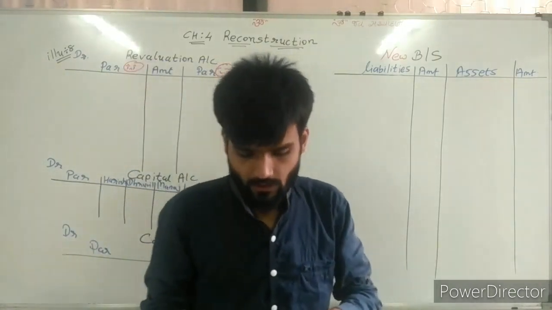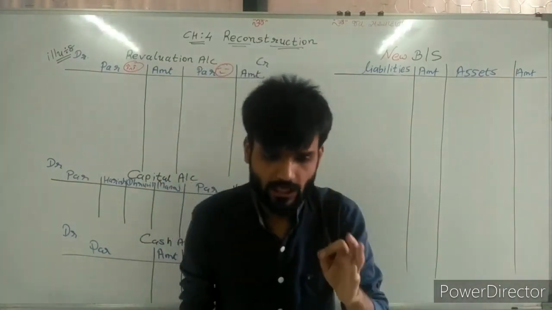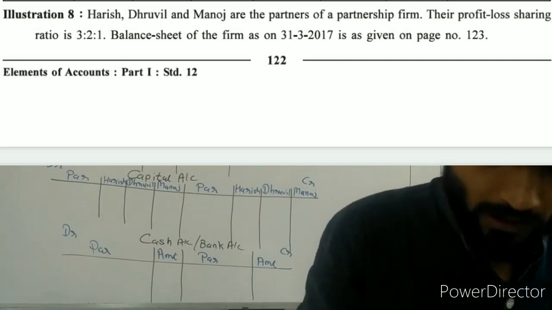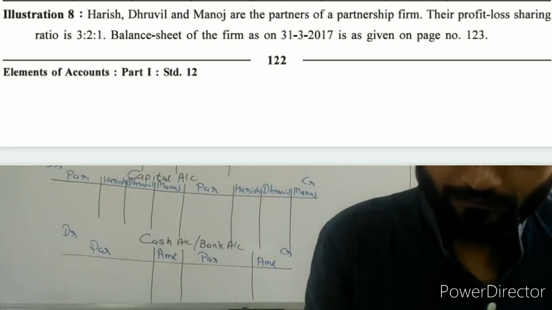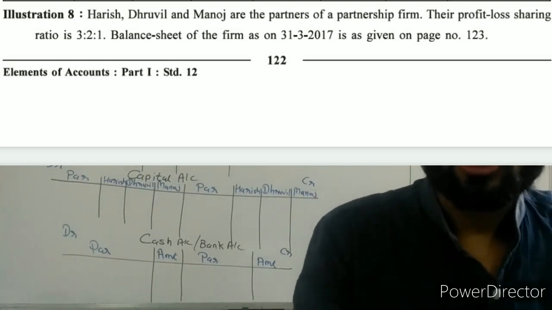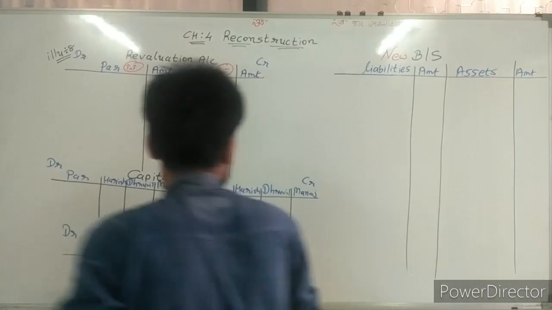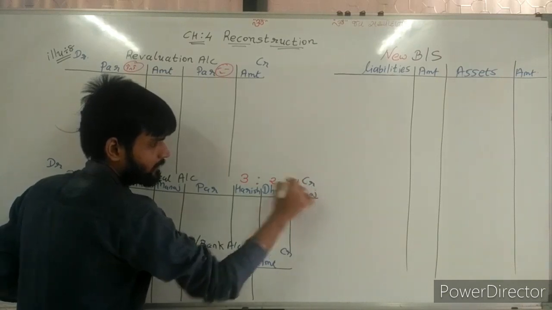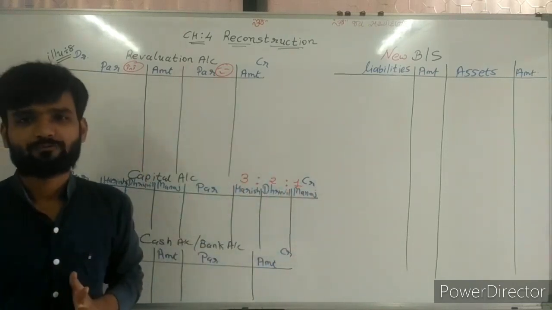Now I am reading some part and giving the effect one by one. First of all, what is given in your textbook, I am reading. Please try to understand. Illustration number 8. Harish, Dhruvil and Manoj are partners of a partnership firm. Their profit and loss sharing ratio is 3, 2 and 1. So after reading this, I am writing 3, 2, 1 here. This is the ratio between Harish, Dhruvil and Manoj.